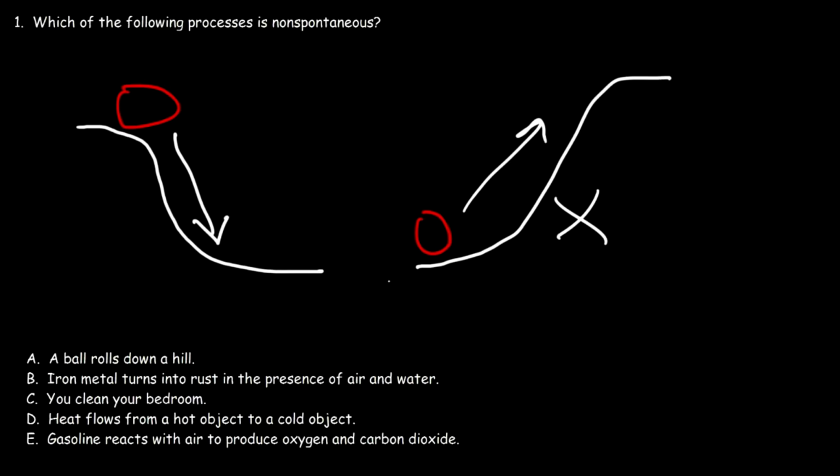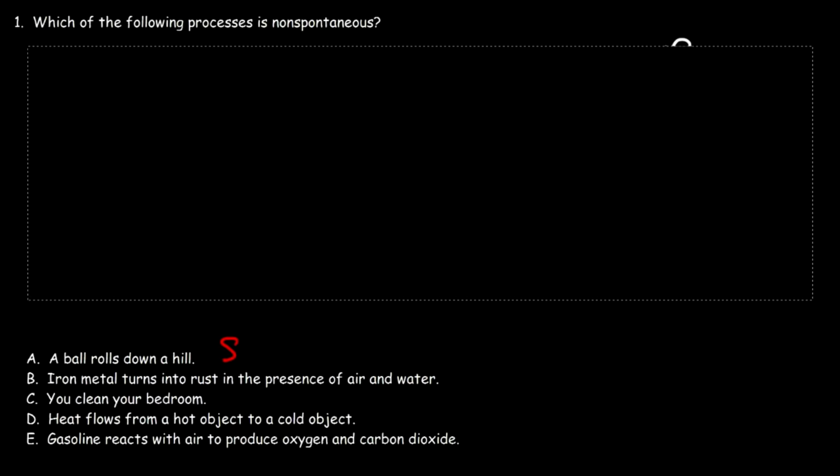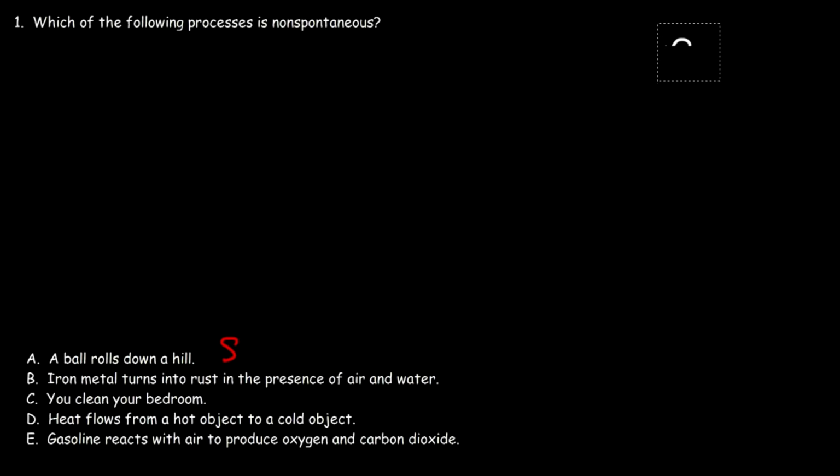Now, it still can go from A to B. It can go up the hill, but you have to put in energy to get it up there. So A is a spontaneous process. It can go down the hill without any outside intervention. It can do it on its own. So we're looking for the process that is non-spontaneous, that won't happen on its own. So we can eliminate answer choice A.